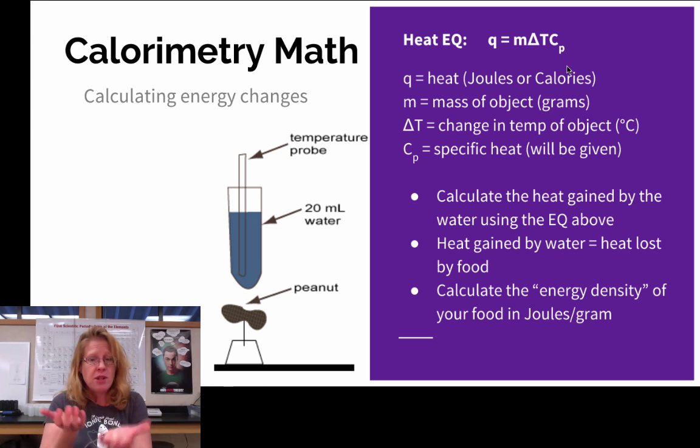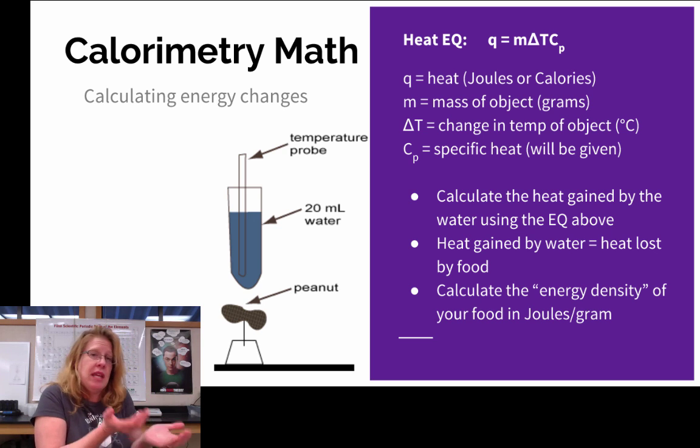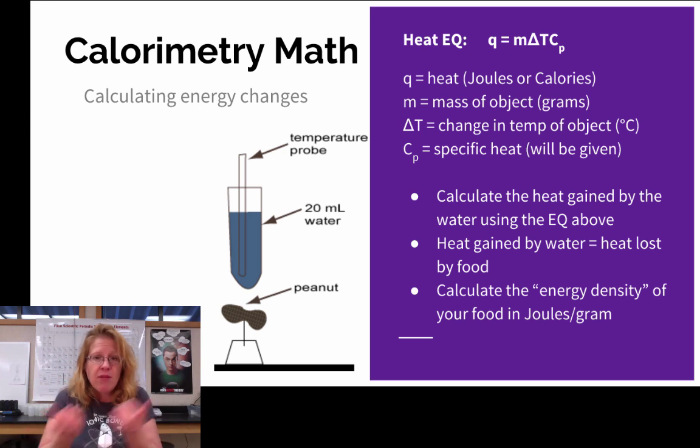So the second thing is we use this assumption that the heat gained by the water must have come from the food. So the heat lost by the food and the heat gained by the water must have been the same thing. So now I know how much heat was in that food, like how much heat must have been in that poor Fruit Loop.